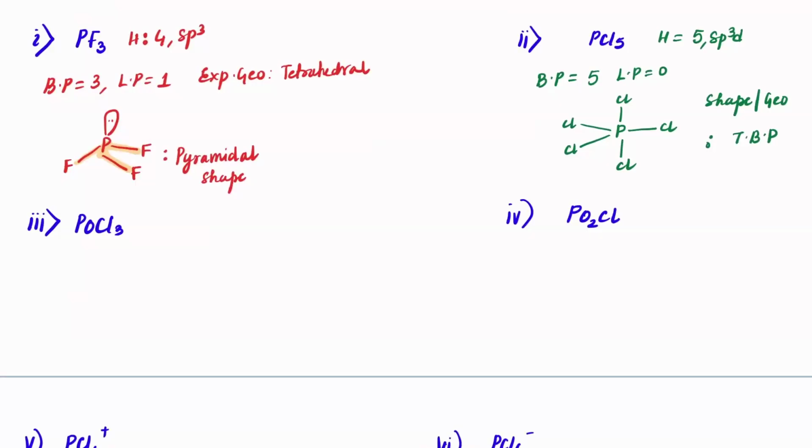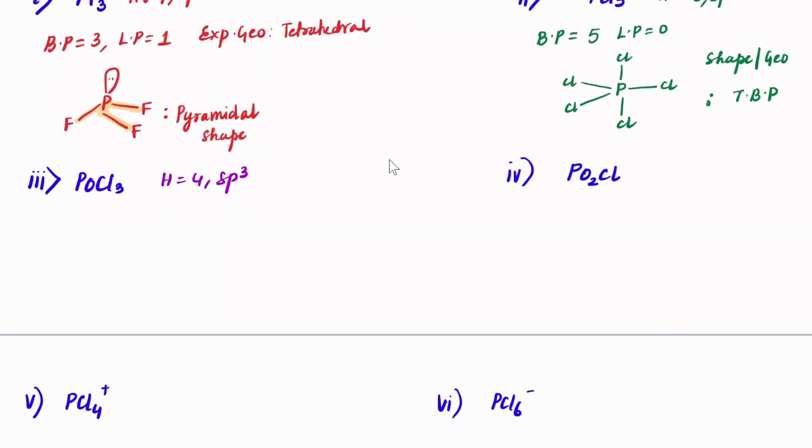Next, Dev, POCl3. So 4. Steric number is 4. Hybridization is sp3. So how many bond pairs? How many lone pairs? 3 and 1. How come? 4 atoms, 4 connections, right? 4 orbitals, 4 connections.